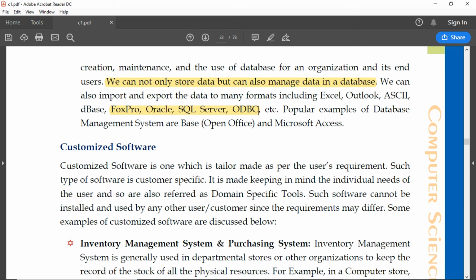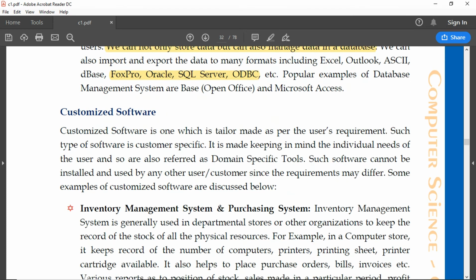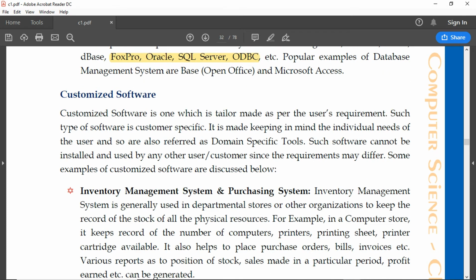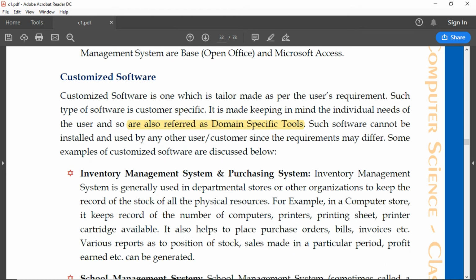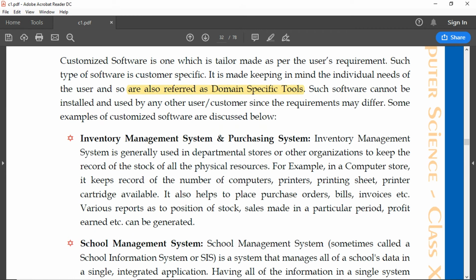Customized software. Customized software is one which is tailor-made as per the user's requirement. Such type of software is customer-specific. It is made keeping in mind the individual needs of the user, and so is also referred to as domain-specific tools. Such software cannot be installed and used by any other user or customer since the requirements may differ. Some examples of customized software are discussed below.